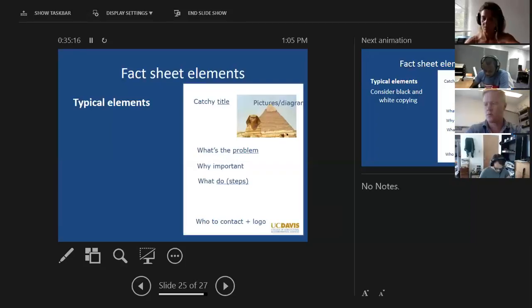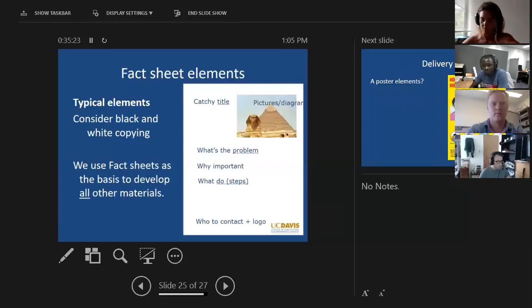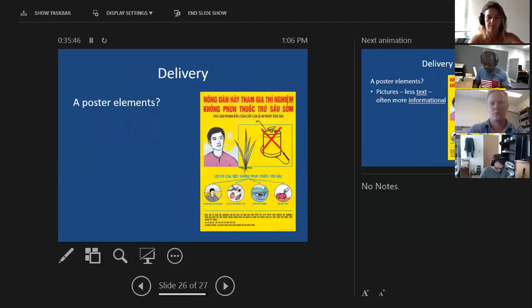And as I said, you want to consider black and white copying, and we use fact sheets as the basis to develop all our other materials. So if we're doing a video, we do the fact sheet first. Any comments on that? Great. Thumbs up. Rightio.